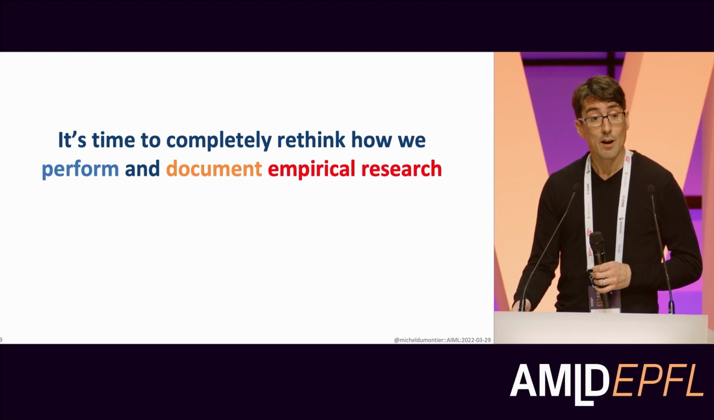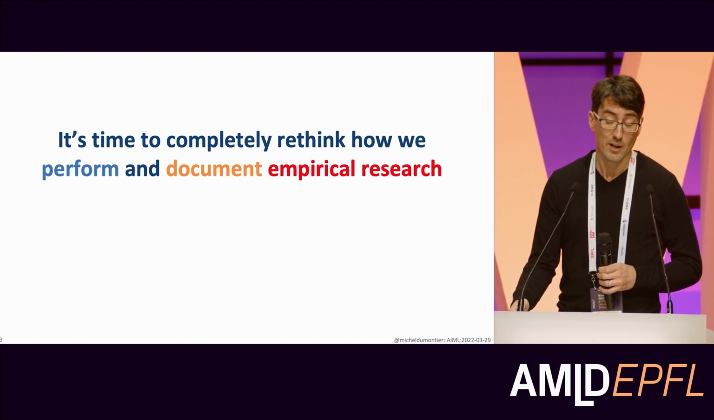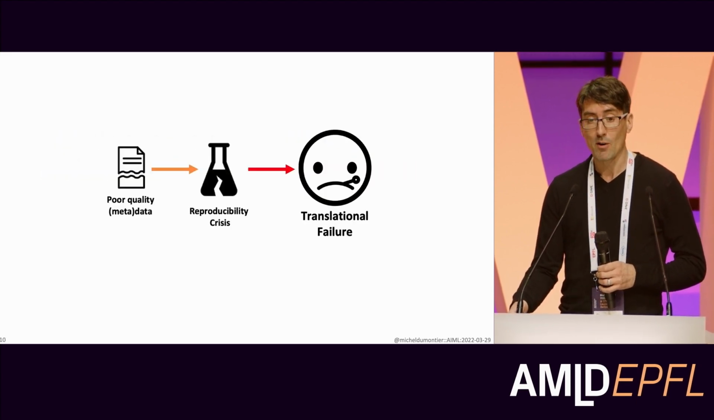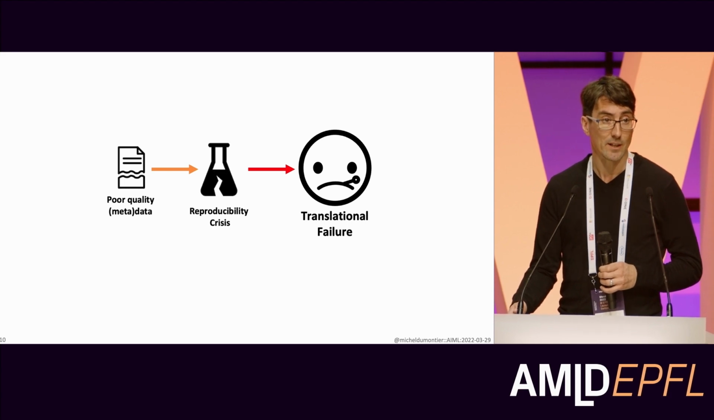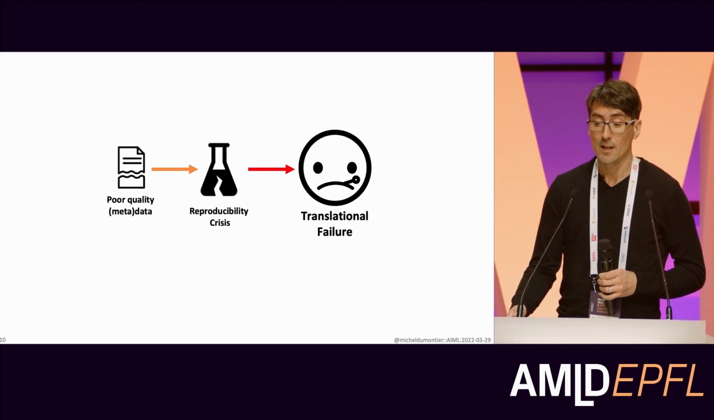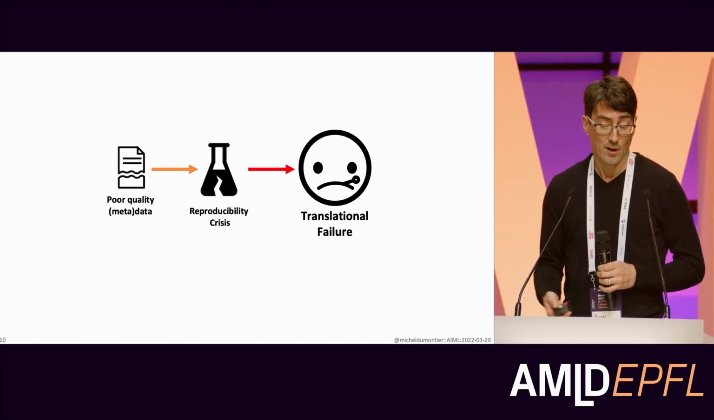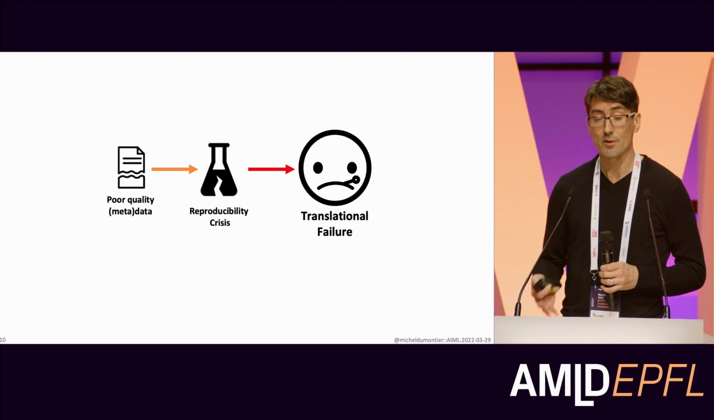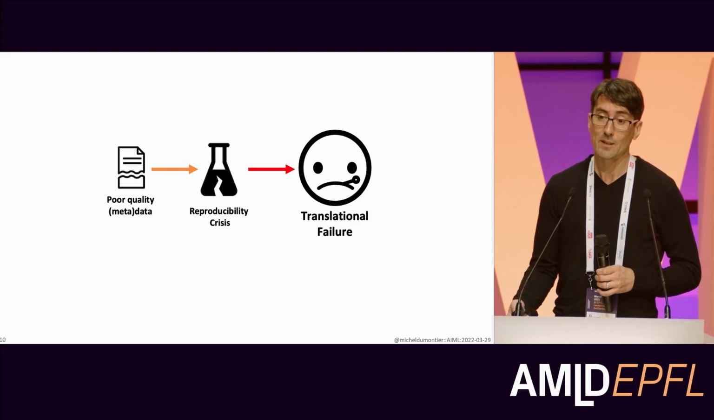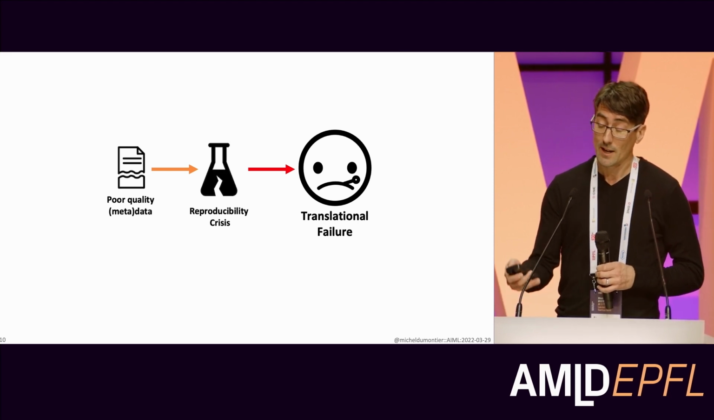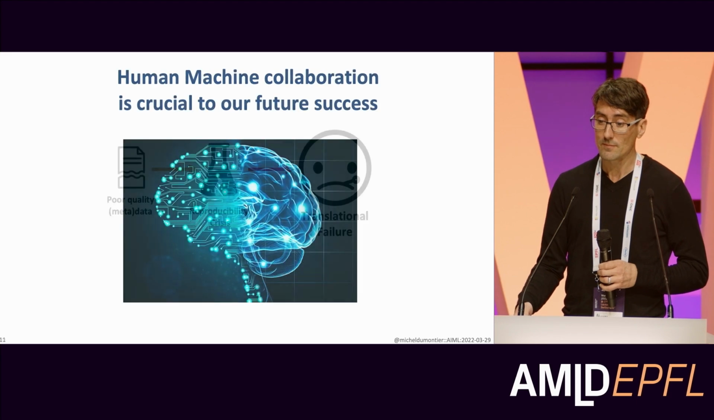So I'm going to argue that it's time for us to rethink how we perform and document our empirical research. In particular, I believe that part of the problem is not just the inaccessibility of these original research results, but also the poor quality of the data themselves and the metadata that come with it. And this inability to understand what was performed and access it means that we cannot reproduce other people's studies, and we can't gain confidence that these results are true and generalizable for contexts other than the experimental one. And this leads to our translational failure.